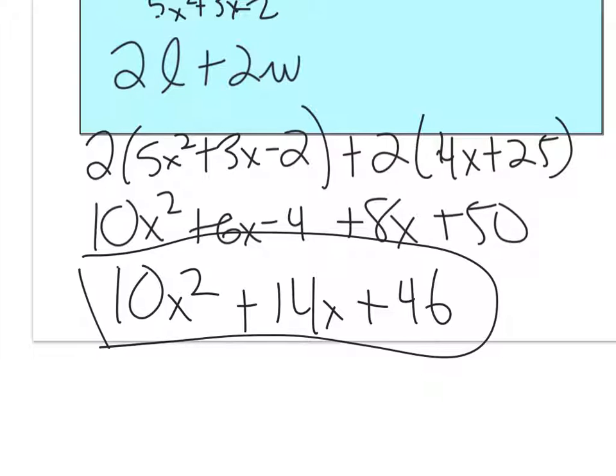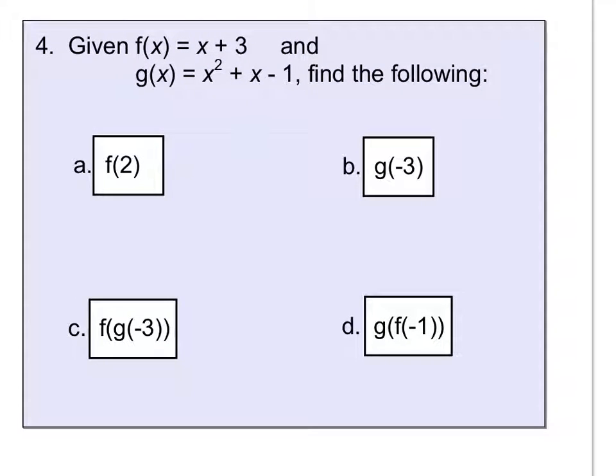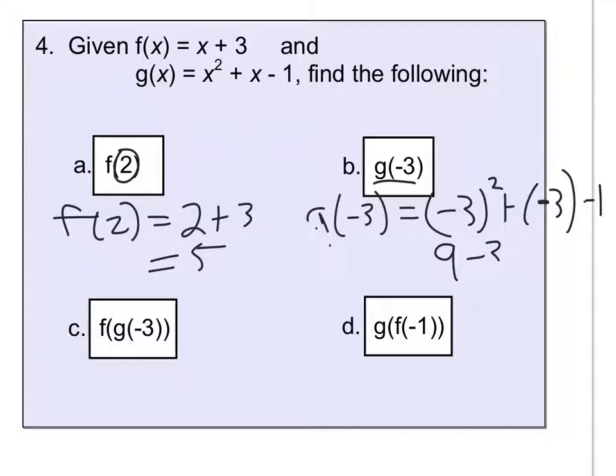All right, now let's shift gears a little bit. All I'm doing now is evaluating for each function. So f of 2, I'm putting 2 in for x. Okay, now g of negative 3, that means negative 3 squared plus a negative 3 minus 1. Careful of signs, that's going to be 9 minus 3 minus 1. That is going to be 5.